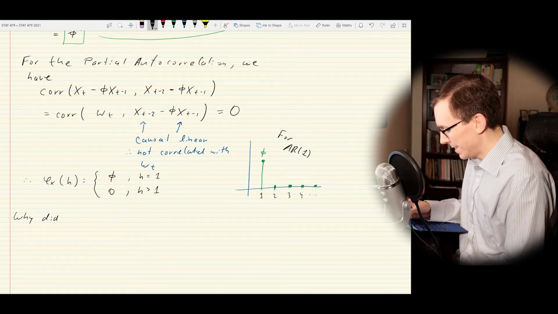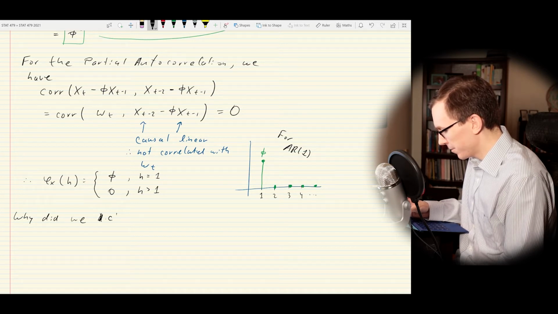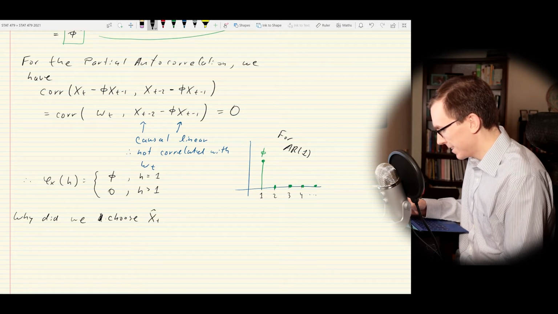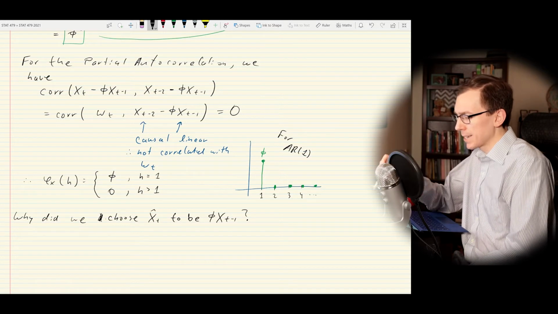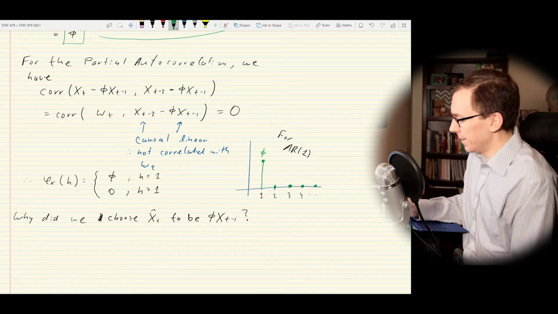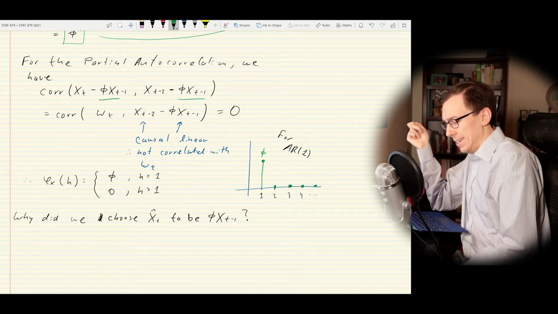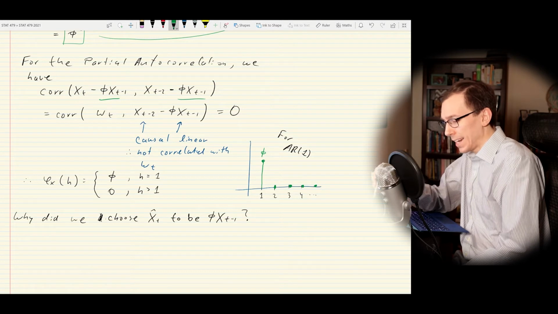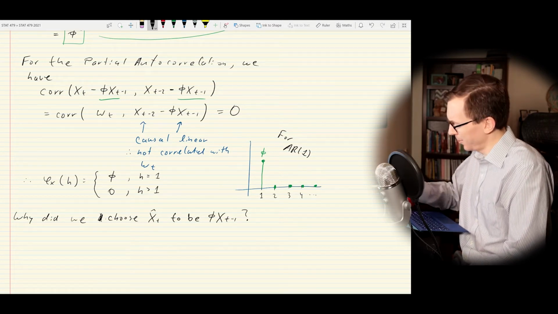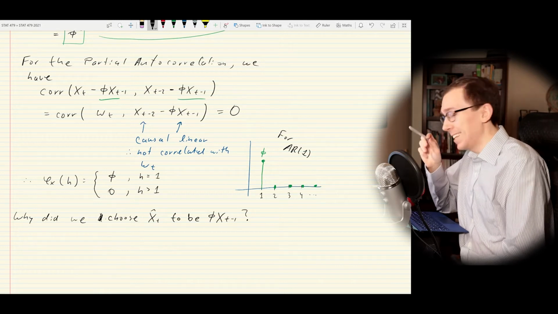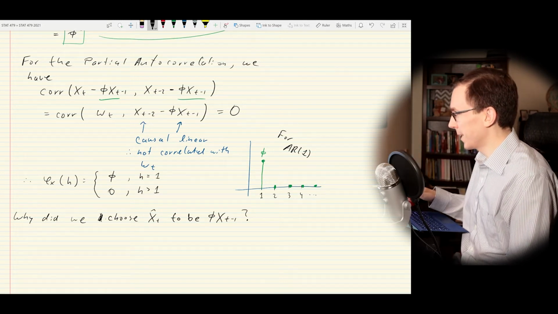Yeah. Why did we choose x_t hat to be phi x_{t-1}? Right? Because if we go back to the definition, this thing that I'm subtracting here should be the fitted value, for both x_t and x_{t-2}. So let's look into that a little bit further and see what's going on here.